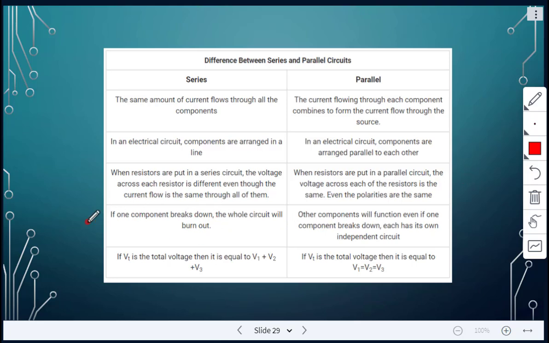In a series circuit, if one component breaks down, the whole circuit will burn out. It won't work. The parallel one will continue to function even if one part breaks down, because it has its own independent circuit. To calculate total voltage for series, we would add them: V1 plus V2 plus V3. In a parallel circuit, if Vt is the total voltage, then they're all equal. V1 is equal to V2 and equal to V3.